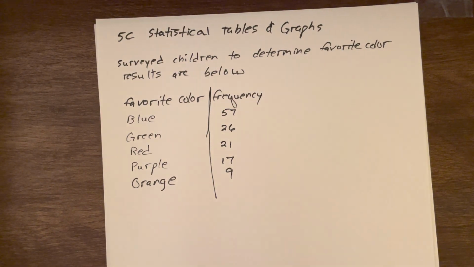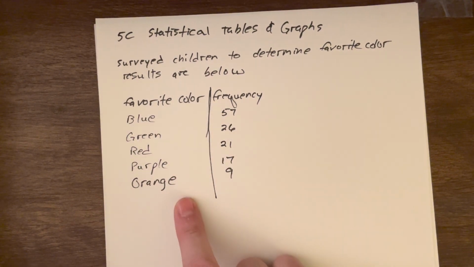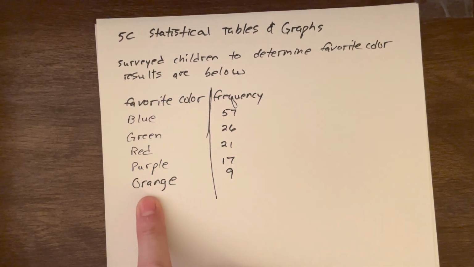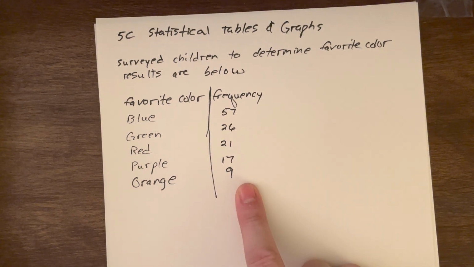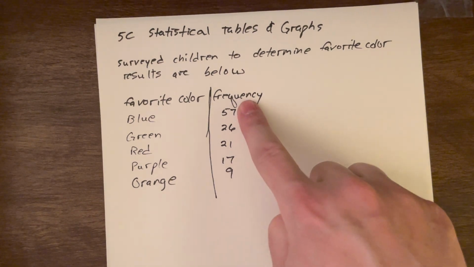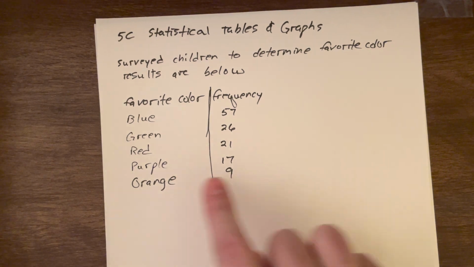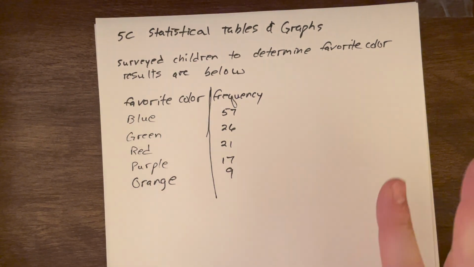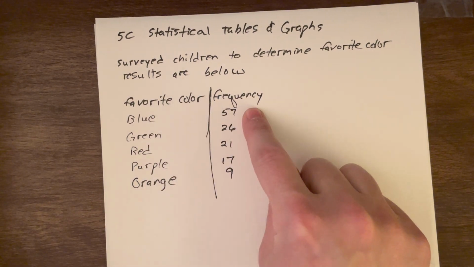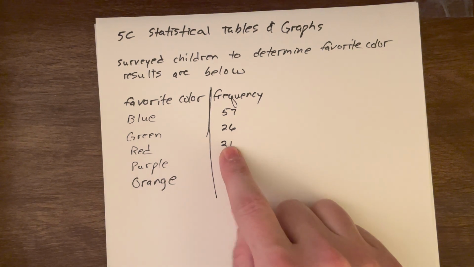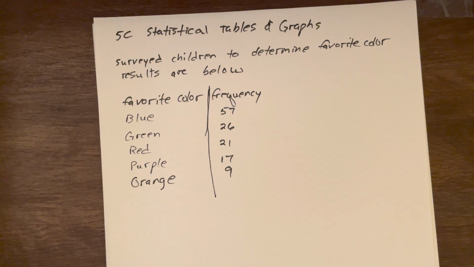Again, we should be able to make this if I gave you a bunch of data, just blue, green, red, purple, to sort and organize. All the favorite colors are listed here. You can't skip categories. Here are the frequencies. Here I put them in an order from most frequent to least frequent, but technically, as long as everything is here, it's fine. If I asked you to make the frequency table and someone else had green with 26 and then red with 21 and then blue with 57, as long as you have all the right colors and the right frequencies, it is correct.